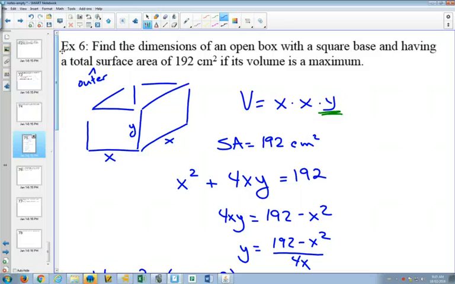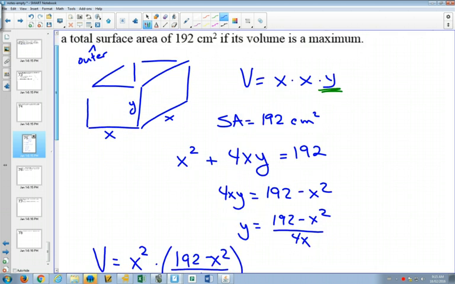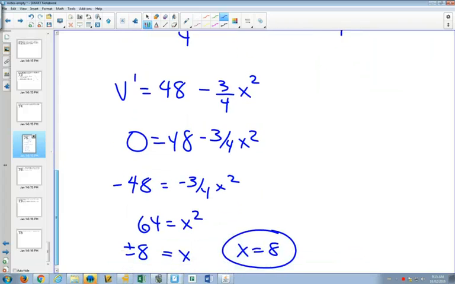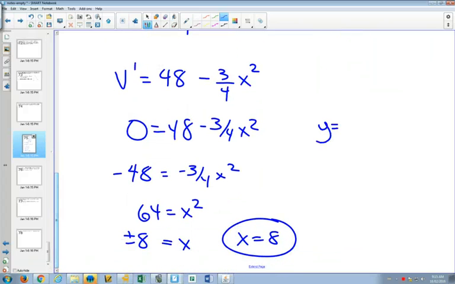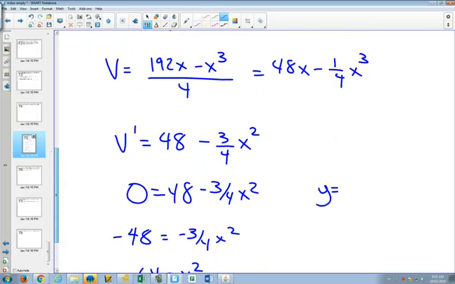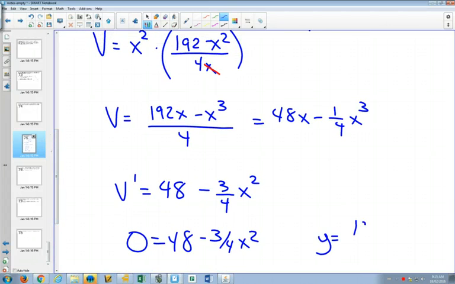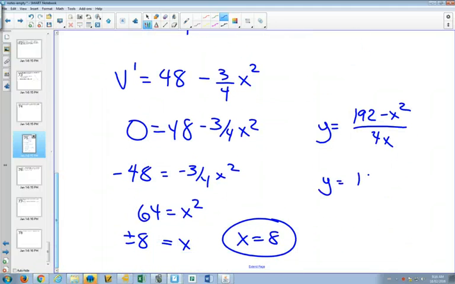Now what are we asked to find? Find the dimensions of an open box with a square base having a total surface area of 192 centimeters squared if the volume is a maximum. Well, now we've solved for x. We need to solve for y. We had our equation for y. y was equal to 192 minus x squared over 4x. So if we plug in 8, four times 8 is 32. If we plug in 8 here, what do we get? 192 minus 64.